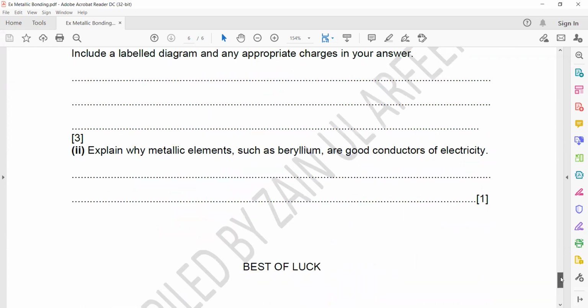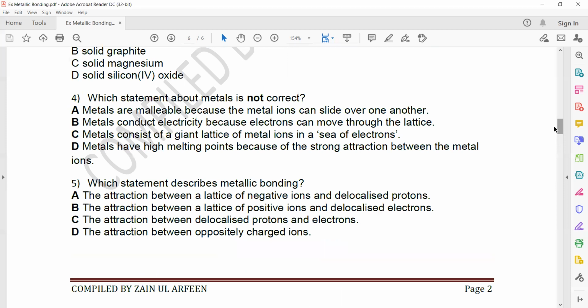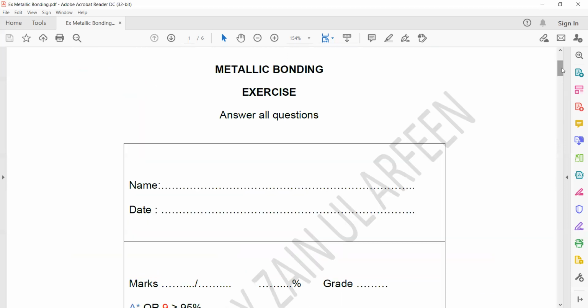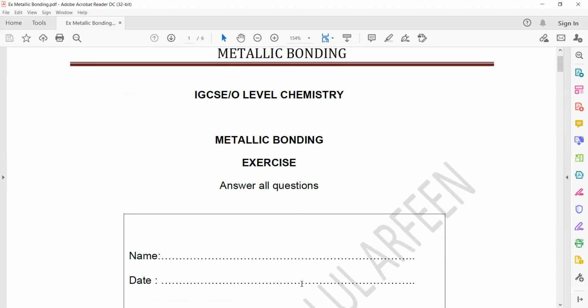So this was the last question related to the weekly homework exercise on metallic bonding. Any other question or a doubt? If you want me to repeat any part, you can just let me know. Is it clear to everyone?